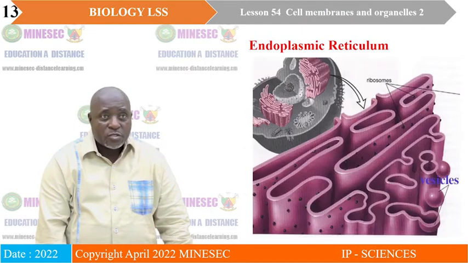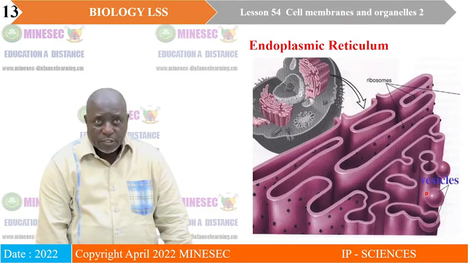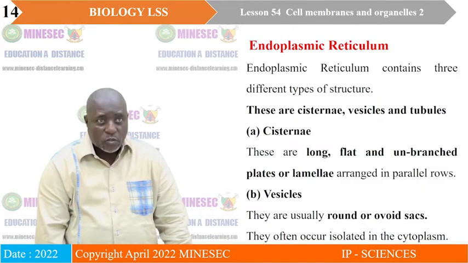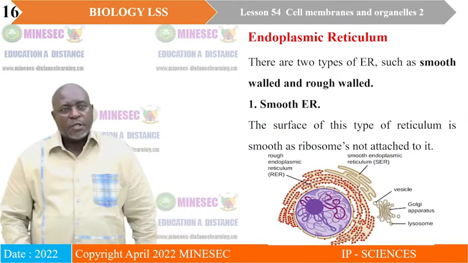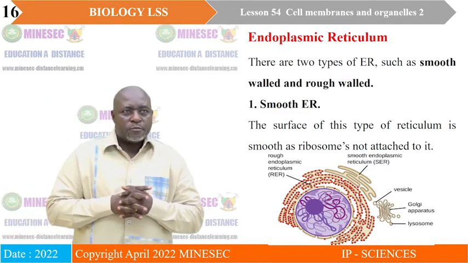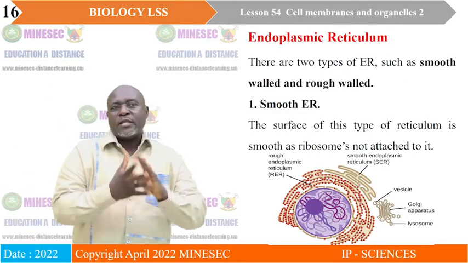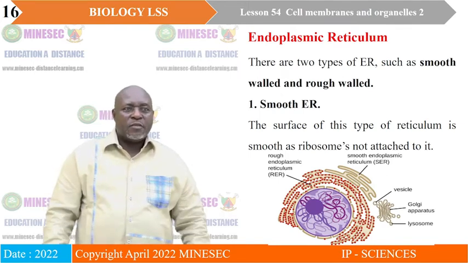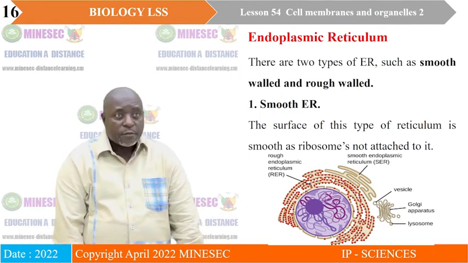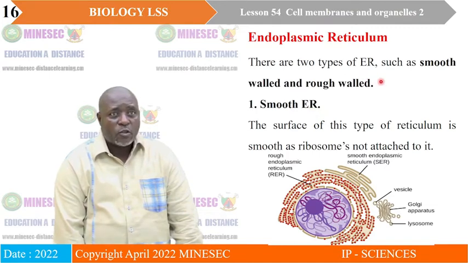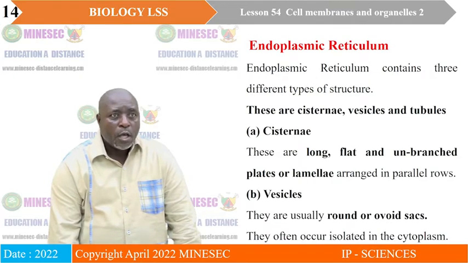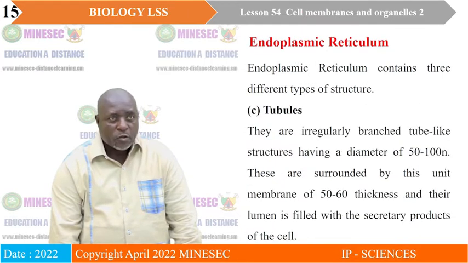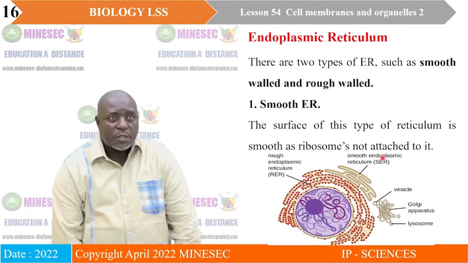So these tubules, these are still tubules. So those are the components of the rough endoplasmic reticulum. So we have two types of endoplasmic reticuli in the cell. There is the smooth endoplasmic reticulum. The other one that we saw was the rough endoplasmic reticulum.